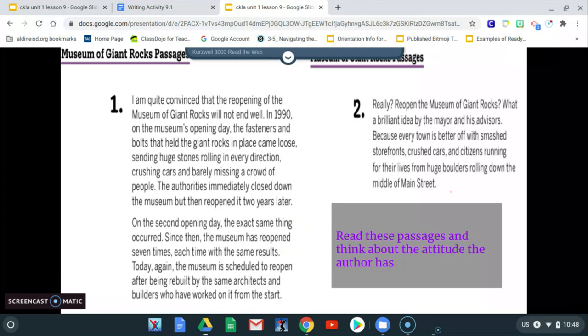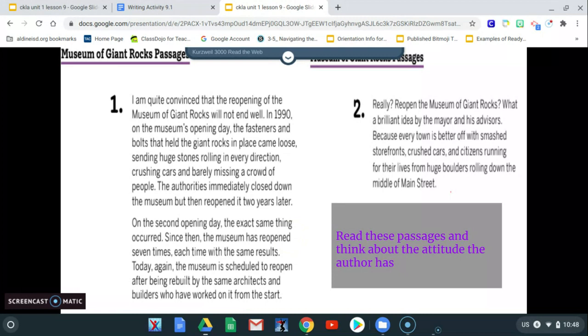Passage 1 says, I'm quite convinced that the reopening of the Museum of Giant Rocks will not end well. In 1990, on the museum's opening day, the fasteners and bolts that held the giant rocks in place came loose, sending huge stones rolling in every direction, crushing cars and barely missing a crowd of people. The authorities immediately closed down the museum, but then opened it 2 years later. On the second opening day, the same exact thing occurred. Since then, the museum has reopened 7 times, each time with the same results. Today, again, the museum is scheduled to reopen after being rebuilt by the same architects and builders who have worked on it from the start.